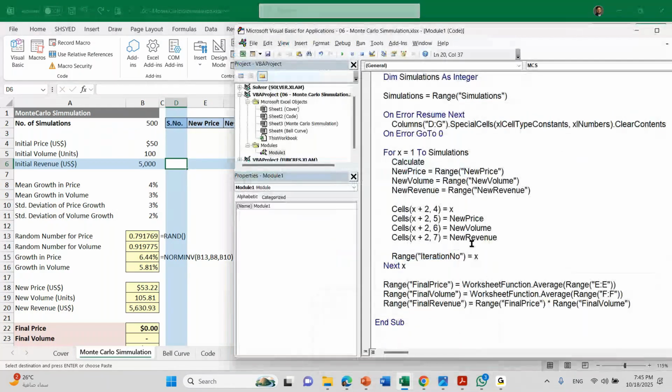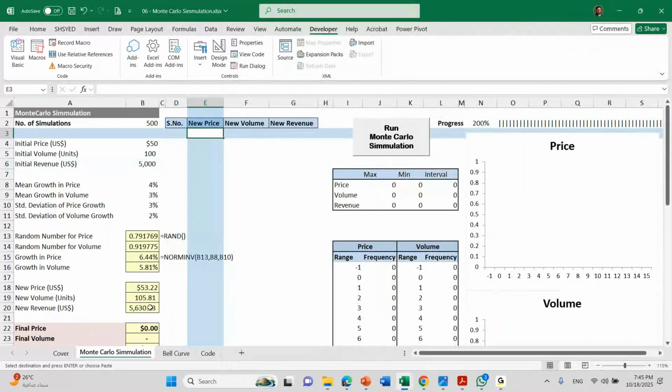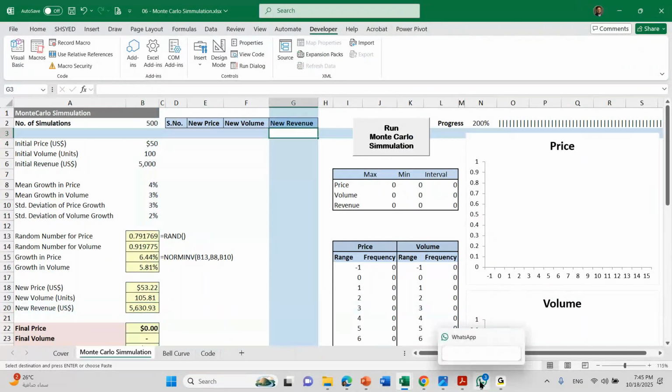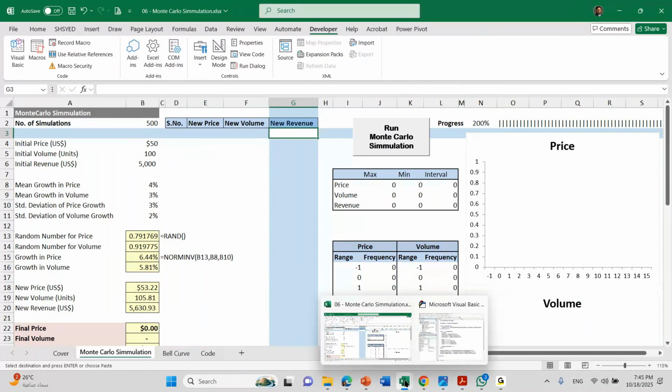Then the second cell, it will copy every time a new price is generated. It will copy and paste it in this new price column. Every time a new revenue is generated, it will copy and paste it here. So each time a new simulation happens, it will copy from these 3 cells, paste in these 3 cells, and add a new number to that line. This is essentially what this code is going to do.